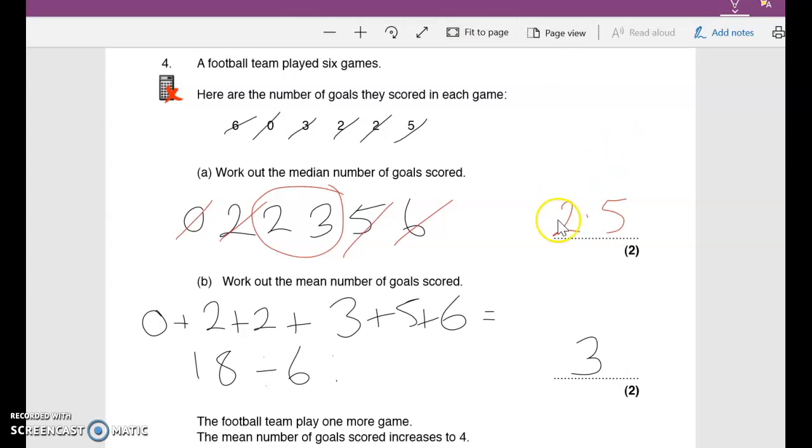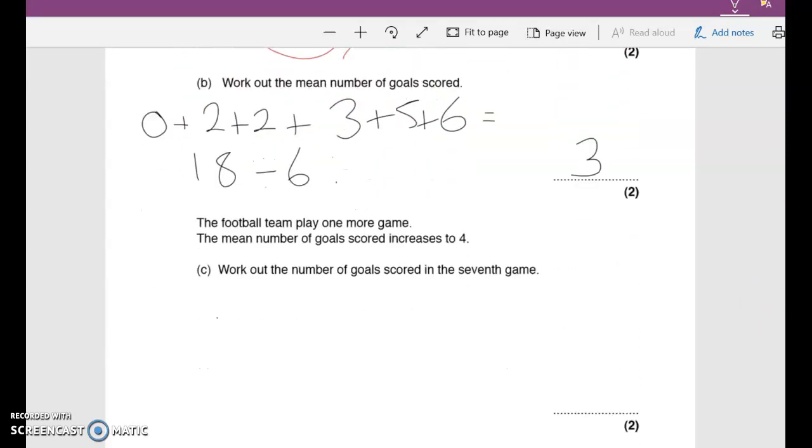If you notice, these two numbers here are between my smallest number and my highest number. Your mean, any of your averages, should be between those two numbers. If not, you've done something wrong.